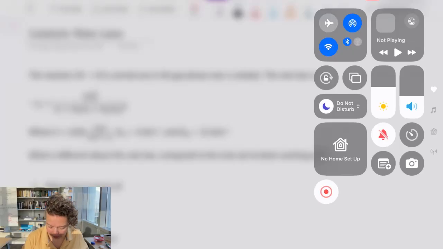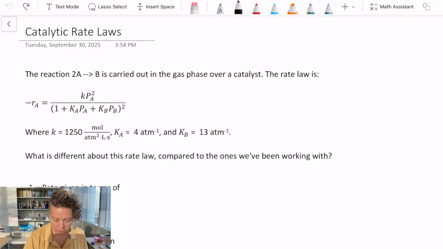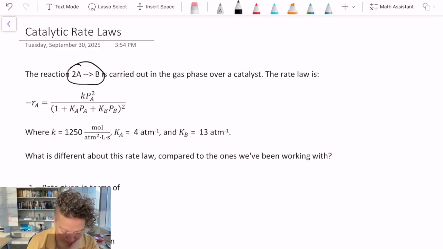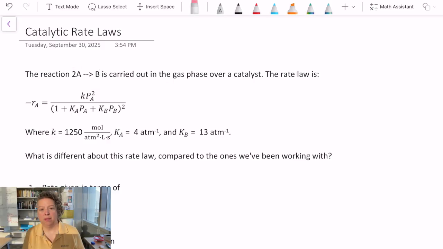All right, in this lecture, we're going to talk about catalytic rate laws. And specifically, we're going to talk about the rate law for a particular example. Say we have some reaction, 2A goes to B, carried out in the gas phase. But rather than being carried out homogeneously, this reaction is going to be carried out on a catalyst.